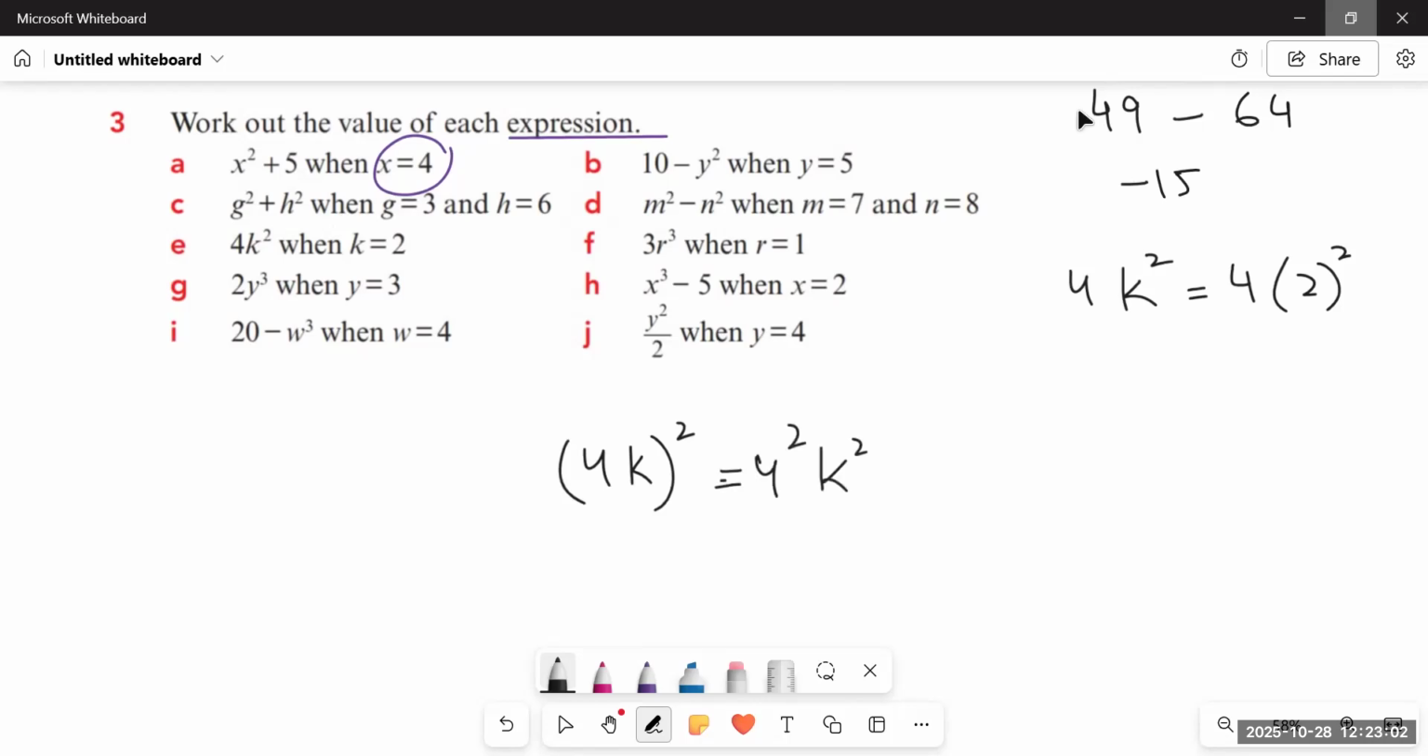So here we will apply the power first. It will become 4 into 4 and that's 16. If you would have multiplied 4 with 2, which is 8, and then applied the power, it would be 64. The answer would be altogether wrong.